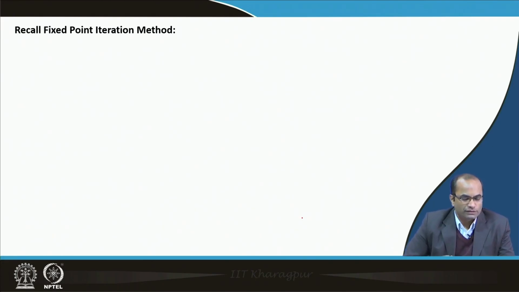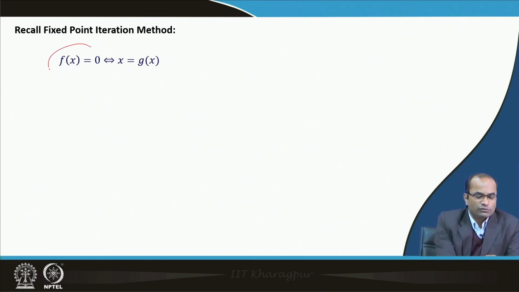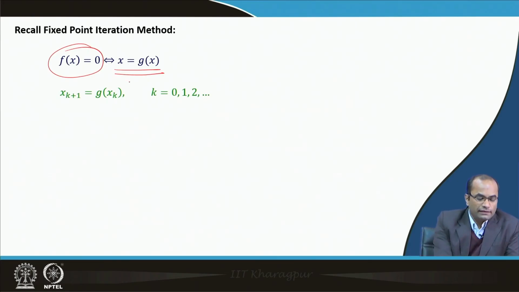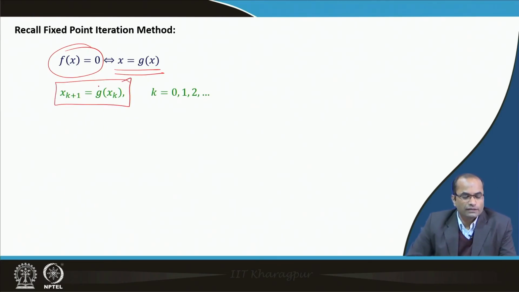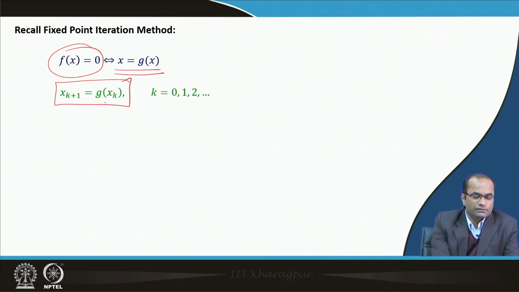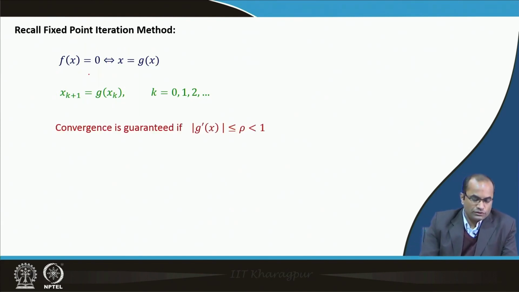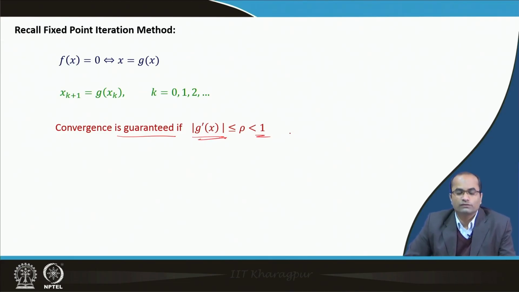So, just to recall some remarks here. Recall from the fixed point iteration method, f(x) = 0 was written as x = g(x), and then we set up the iterative scheme x_{k+1} = g(x_k). And just remember that the convergence was guaranteed for this fixed point iteration method if the derivative |g'(x)| is strictly less than 1.